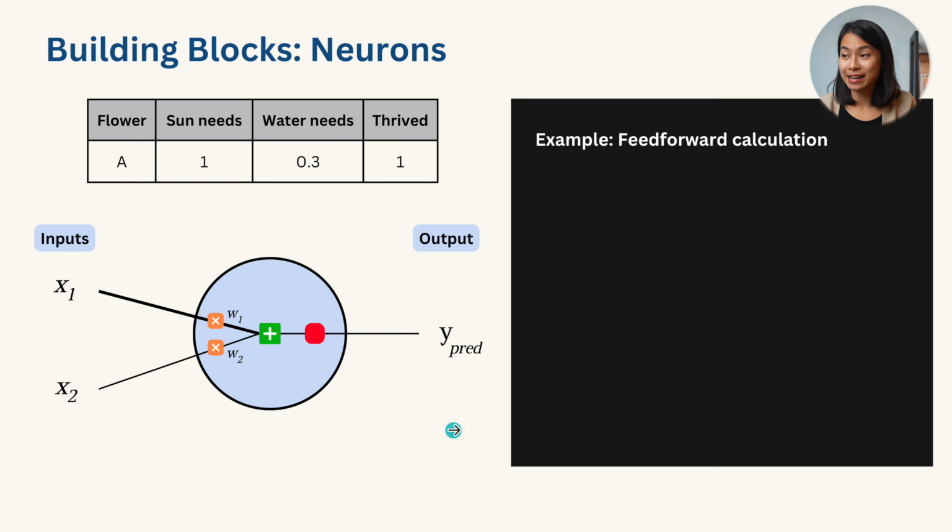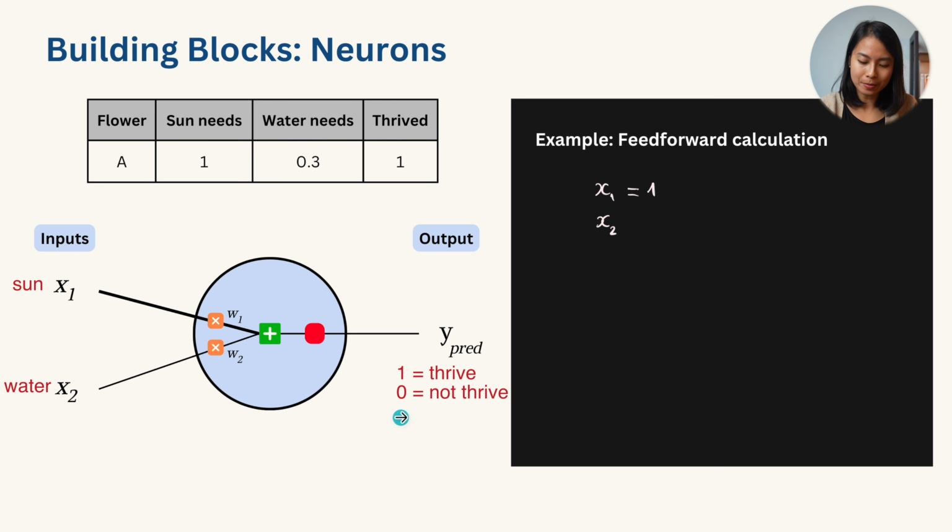Let's say we have a dataset. This is again my flower dataset. We have two inputs here, sun and water needs, and we have the outcome labels, 1 for thrived and 0 for did not thrive. Now, if we try to plug this data into our tiny little neural network that has only one neuron, we'll have x1 being 1, x2 being 0.3, and these two inputs can also be written in a vector form with a vector size 2, which contains 1 and 0.3. And this is our input vector.